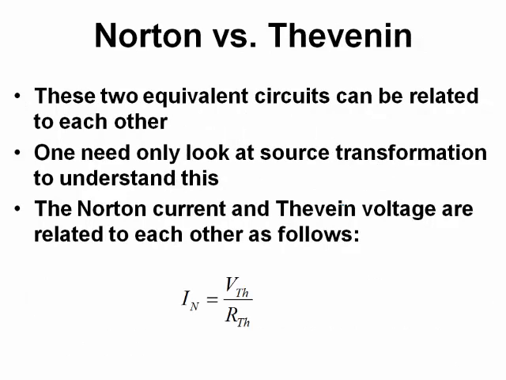Okay, Thevenin versus Norton, these two are exactly the same. We showed that you could just look at source transformations and then you see that they are the same. So the Norton current is also called the short circuit current, but they were all related through Ohm's law.